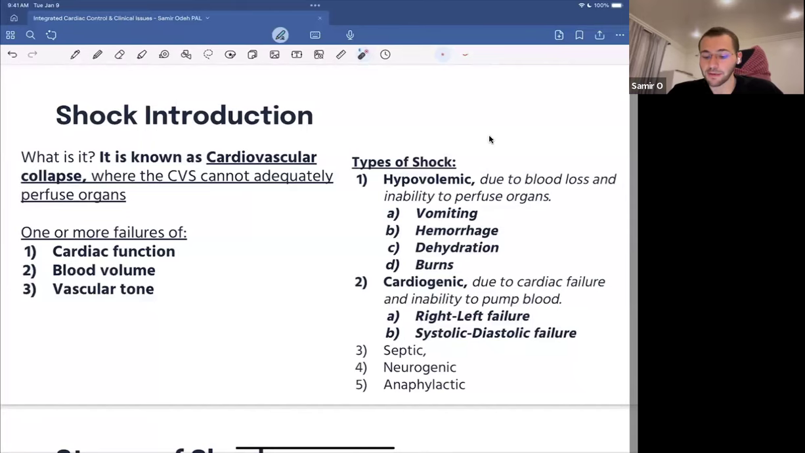But what you do need to know is hypovolemic shock and cardiogenic shock. Hypovolemic shock is essentially loss of blood volume, and it occurs in vomiting, hemorrhages, dehydration, and burns. And cardiogenic shock just means that your heart as a pump is failing. It could be right or left failure, systolic or diastolic failure. We'll get into that in just a bit.